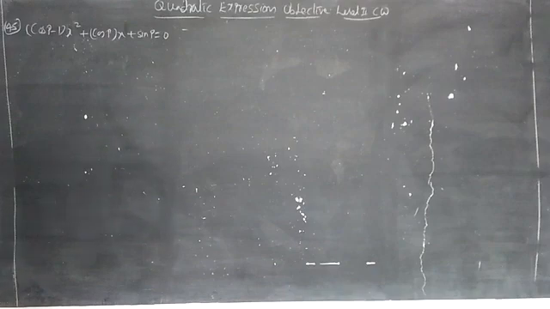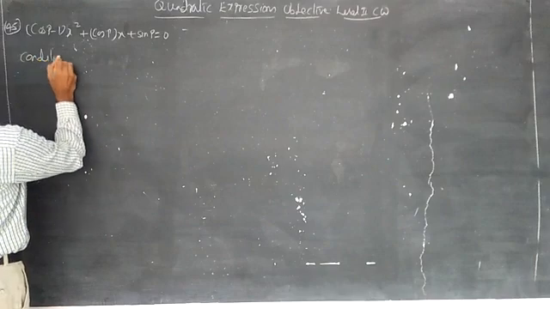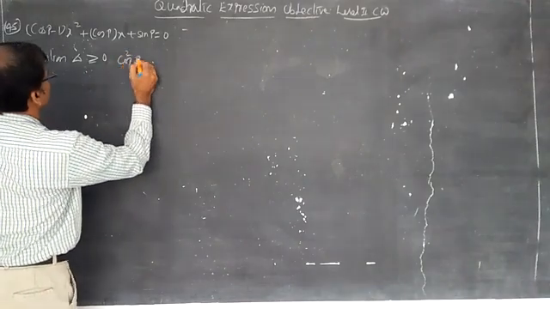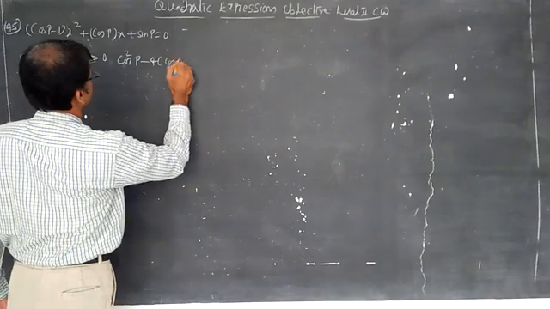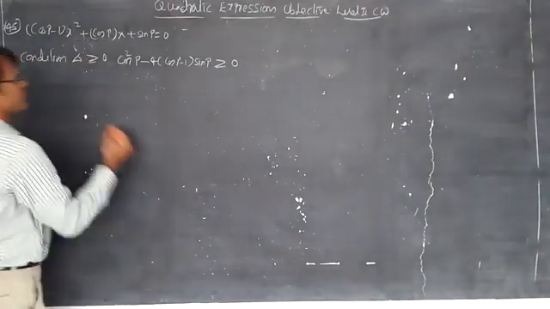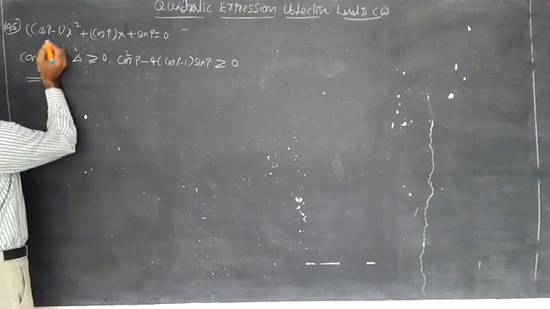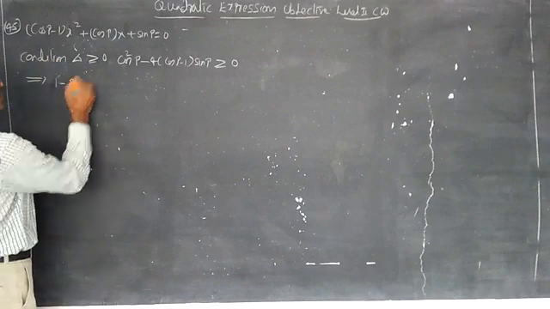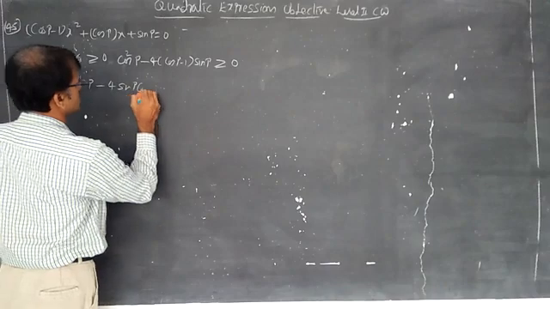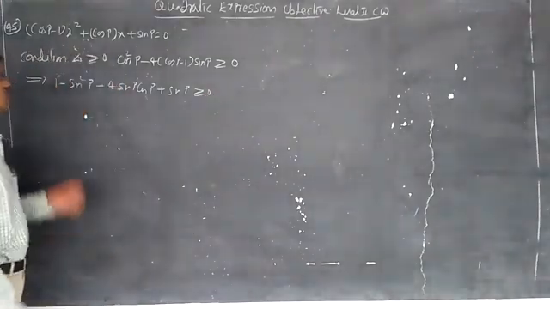Given that it has real roots, whenever the quadratic equation has real roots, the condition you can use is delta greater than or equal to 0, because the expression has real roots. So cos square p minus 4 into cos p minus 1 into sin p greater than or equal to 0. You can understand this one. Put here 1 minus sin square p, 1 minus sin square p minus 4 sin p cos p plus sin p greater than or equal to 0.